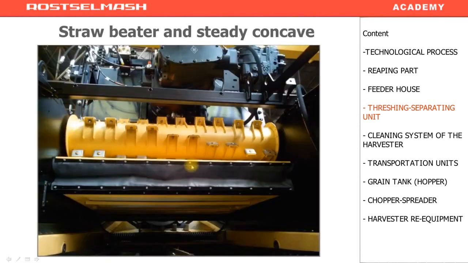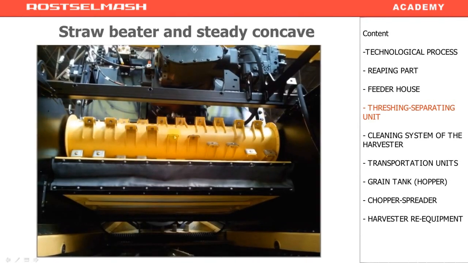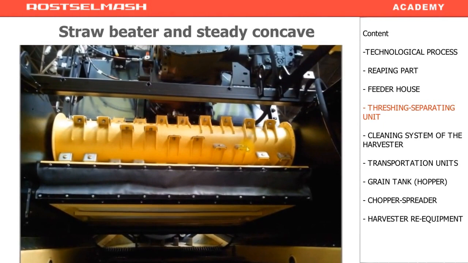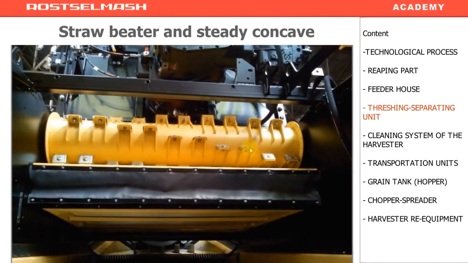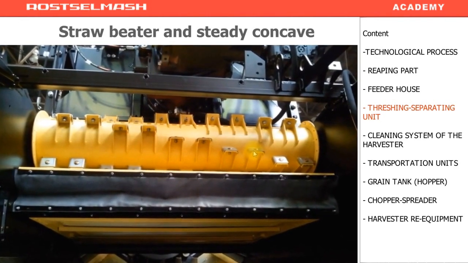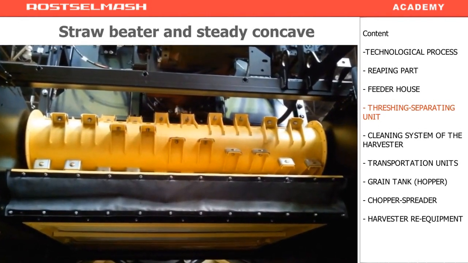And this is what the straw beater looks like. It has replaceable pads, similar to the ones on the feeder house. As they wear out, you can turn them by 180 degrees. If both sides are worn, you have to replace them.